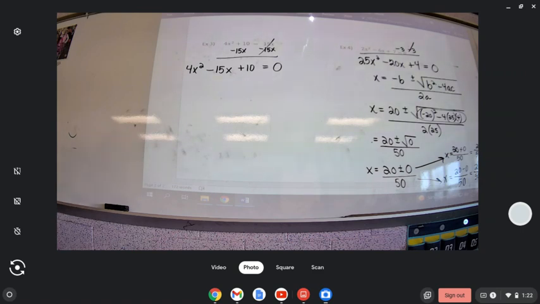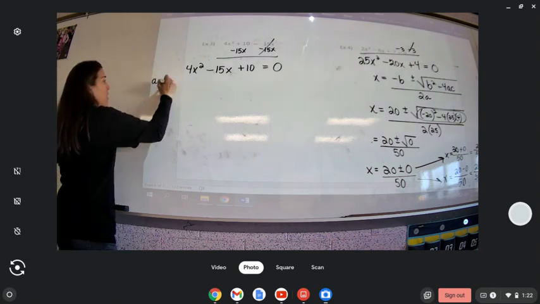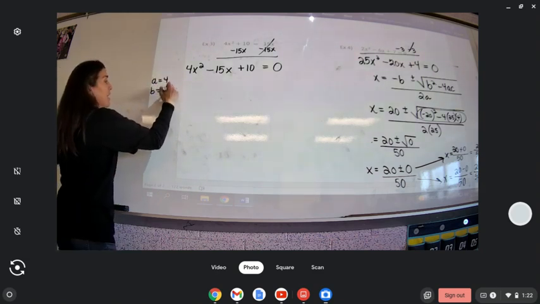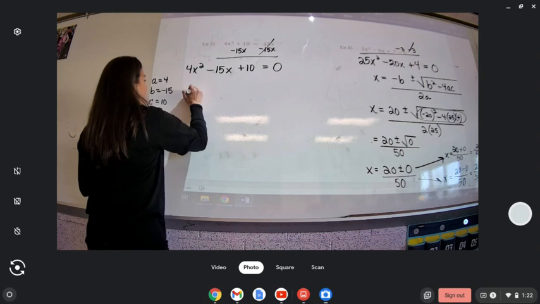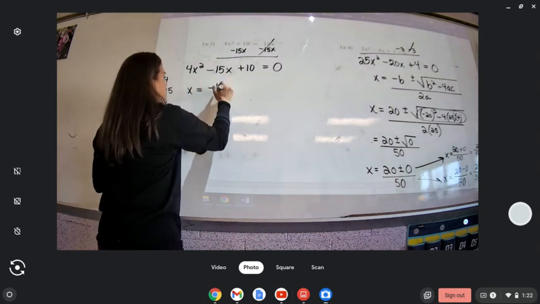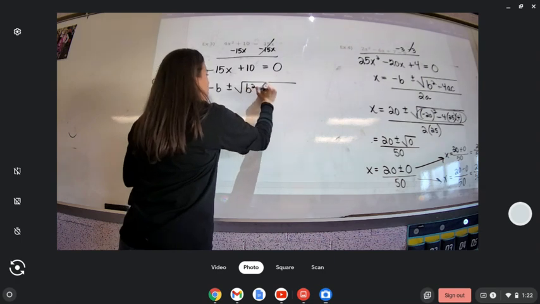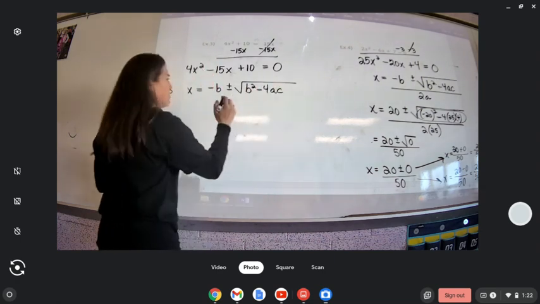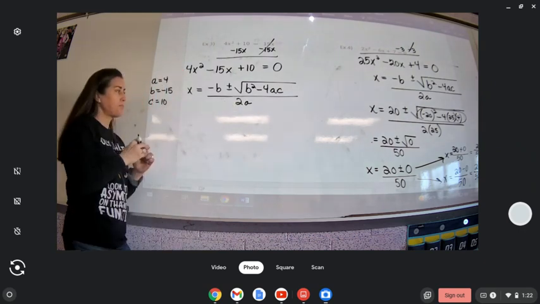But unfortunately, there is no GCF here. So A will be who? 4. B will be negative 15, and C will be 10. Let's plug them in. Let's see what we get. X will be equal to the opposite of B, plus or minus the square root of B squared, subtract 4 times A times C, all divided by 2 times A.